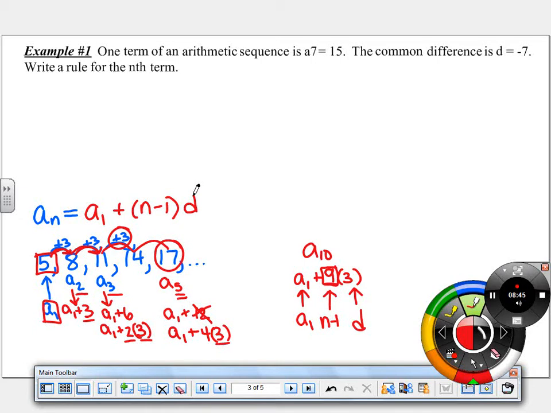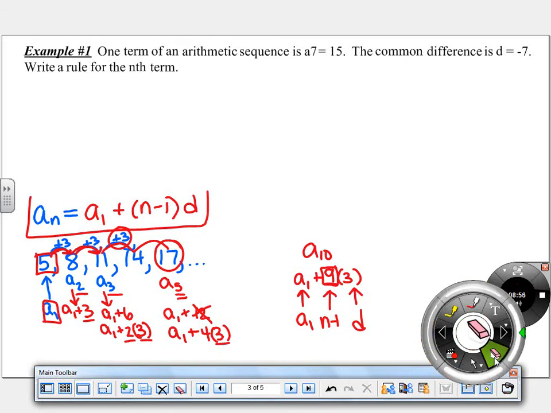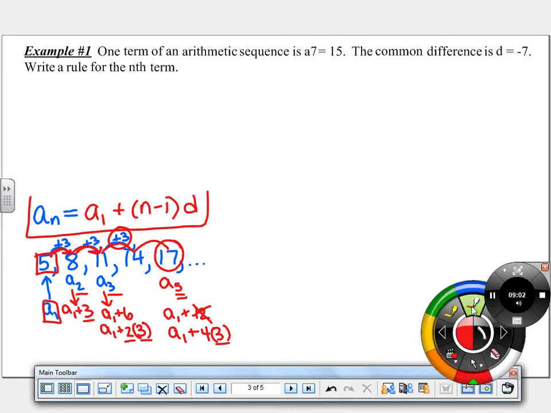This is kind of like the general rule for any arithmetic sequence. You can use this to construct what you want to write, okay? Because they're all going to behave the same. So if we look at the example that we have up here, our first example, why don't we go through and look at how we would solve this problem, okay?